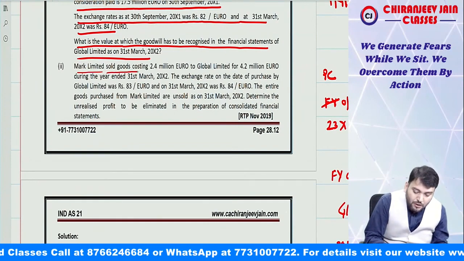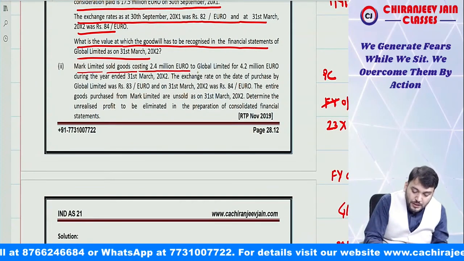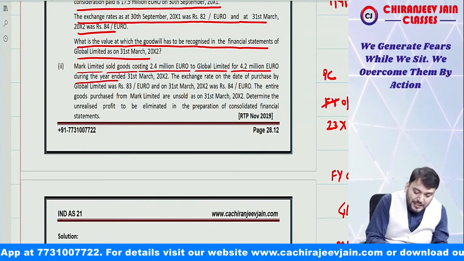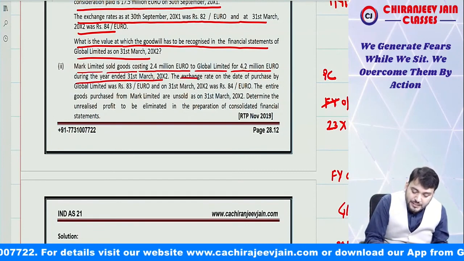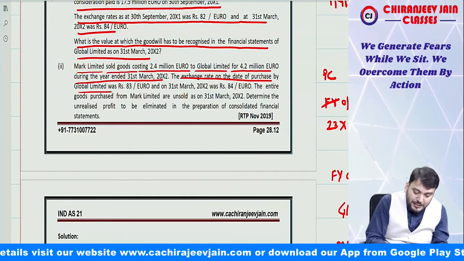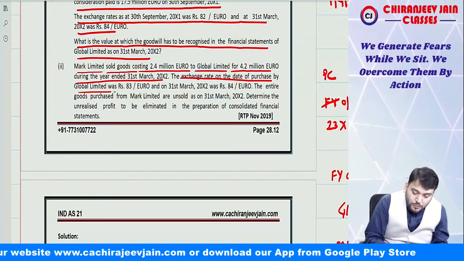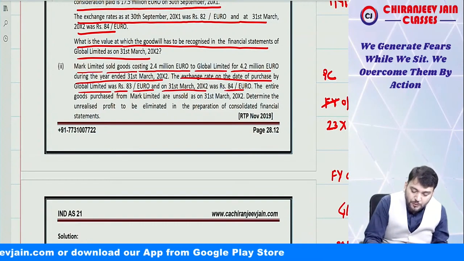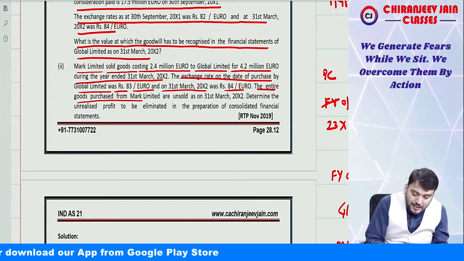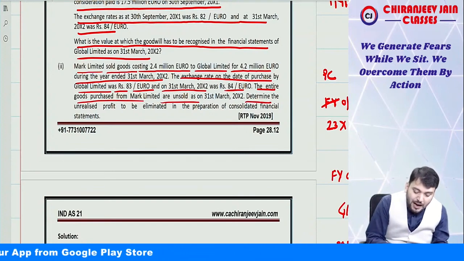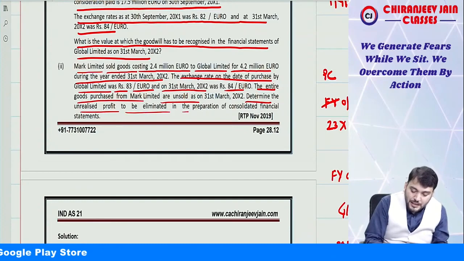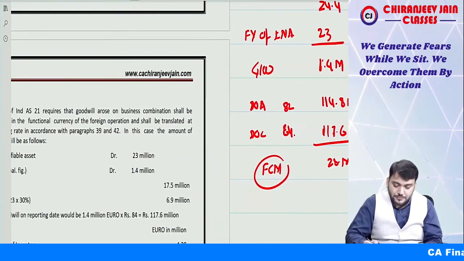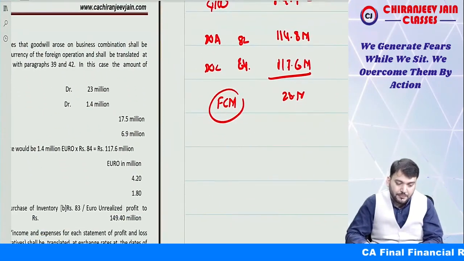costing 2.4 million euro to Global Limited for 4.2 million euro during the year ended 31st March 2002. The exchange rate on the date of purchase by Global Limited was rupees 83 per euro, and on 31st March 2002 it became 84. The entire goods purchased from Mark Limited are unsold. Determine the unrealized profit to be eliminated in the preparation of CFS.